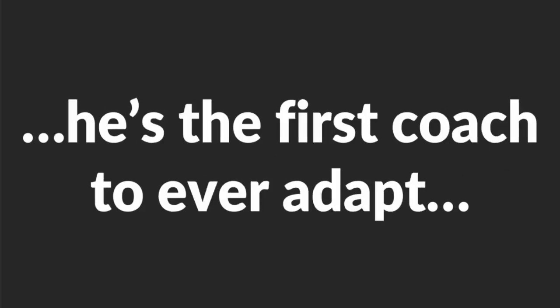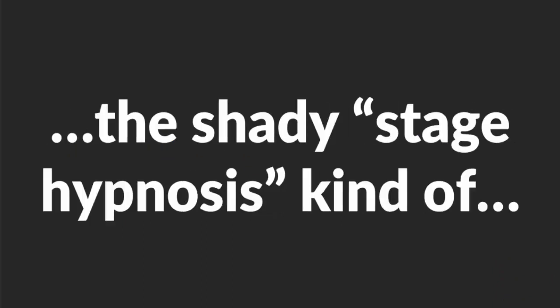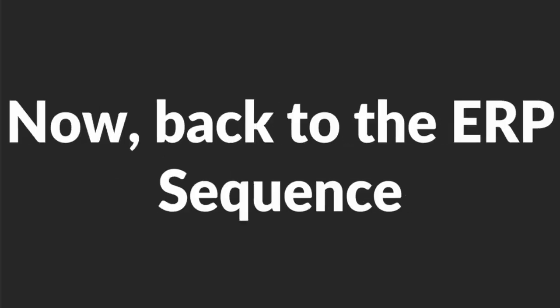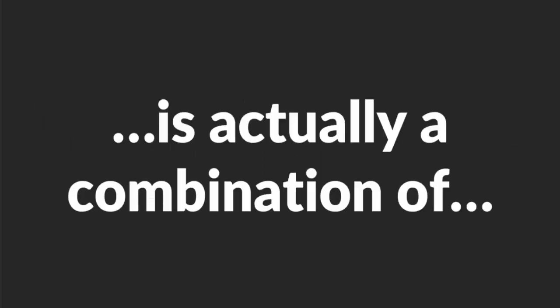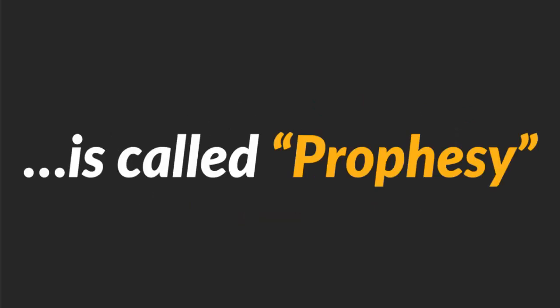Now, in case you've never heard of Derek before, he's the first coach to ever adapt mind control techniques into the dating world. And I'm not talking about the shady stage hypnosis kind of mind control. Instead, I'm talking about the same science used by doctors to cure phobias, PTSD, and addictions. And it's the same science that will help you cure your woman's daddy issues. Now, back to the ERP sequence. The ERP sequence is actually a combination of two mind control techniques. The first technique is called entice-repel, and the second technique is called prophecy.